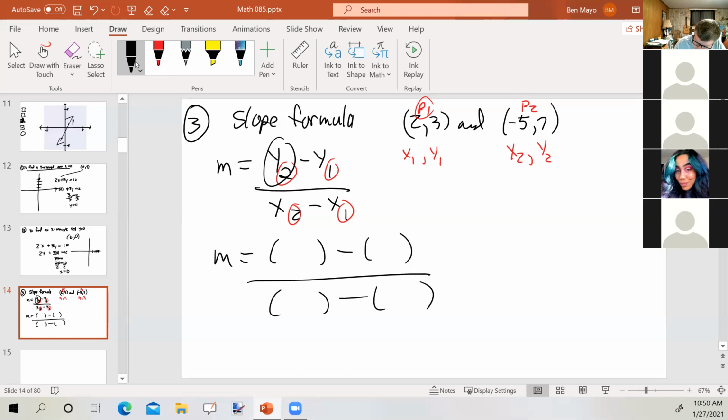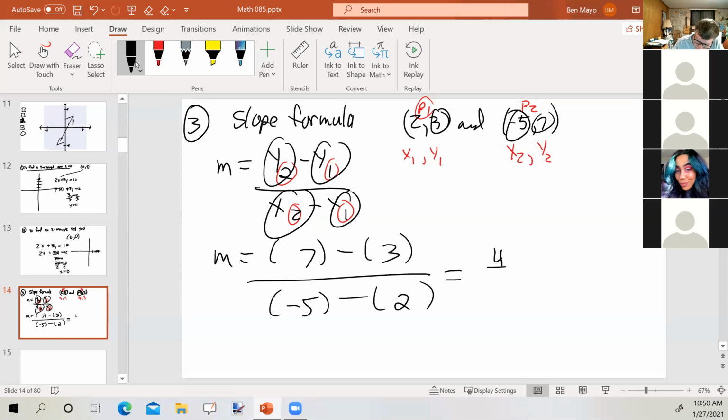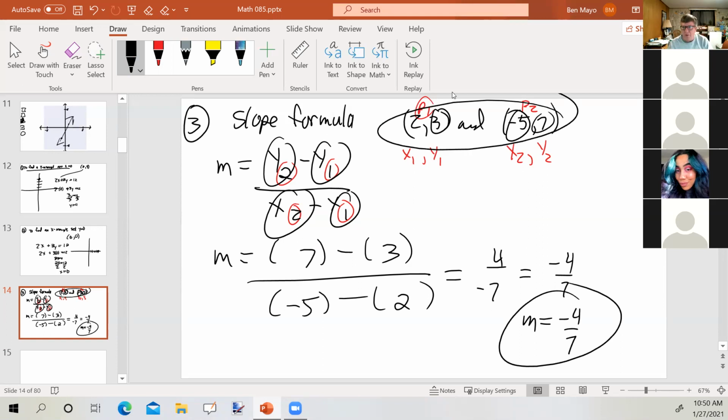y sub 2 would be 7. y sub 1 is 3. x sub 2 is -5 and x sub 1 is 2. Doing the arithmetic, 7 minus 3 is 4. -5 minus 2 is -7. So we'd rewrite that as 4 over -7. So the slope of the line passing through those 2 points would be -4/7. Any questions about that?